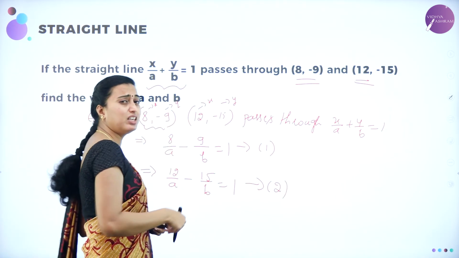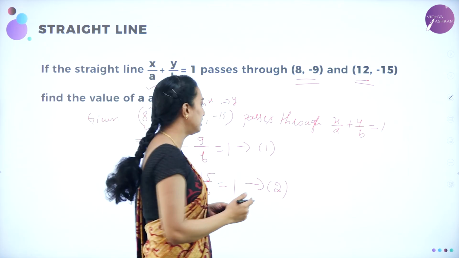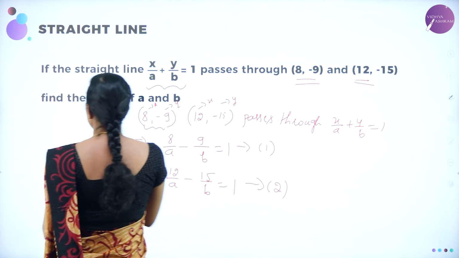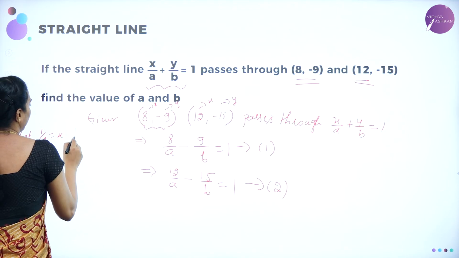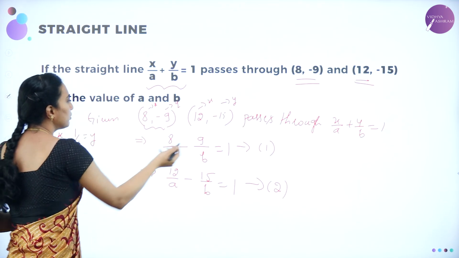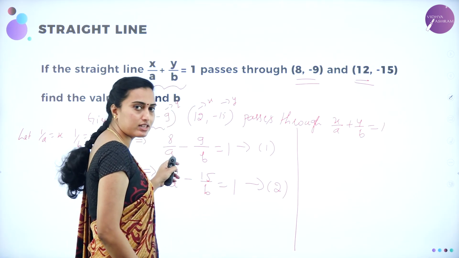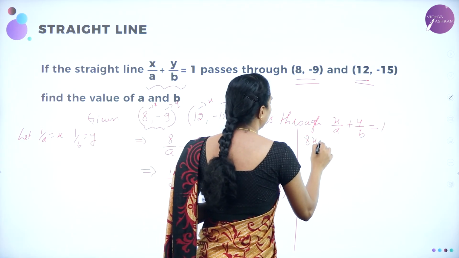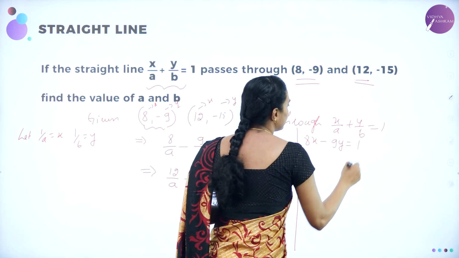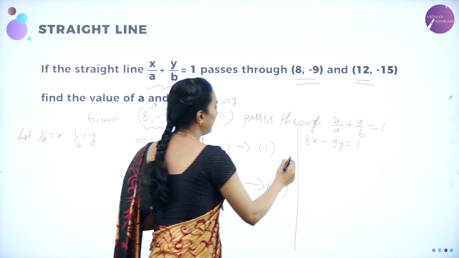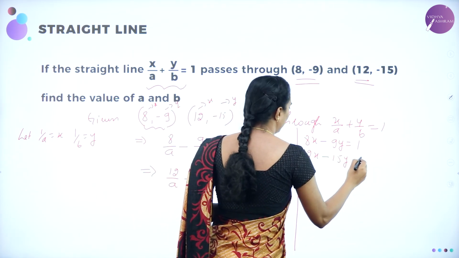Now solving with 1 by a and 1 by b will be a little complex. So here I am going to consider, let 1 by a is equal to x and 1 by b is equal to y. So what will these equations become? 8x minus 9y is equal to 1, and 12x minus 15y is equal to 1.